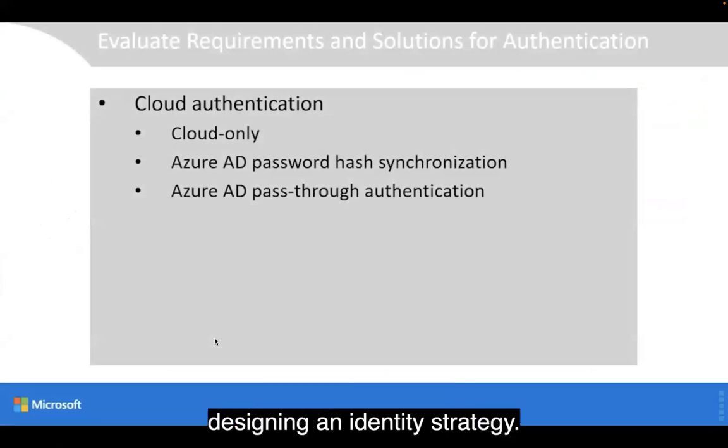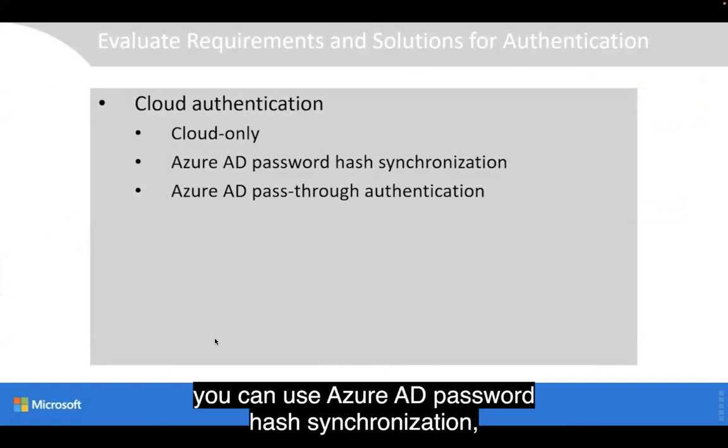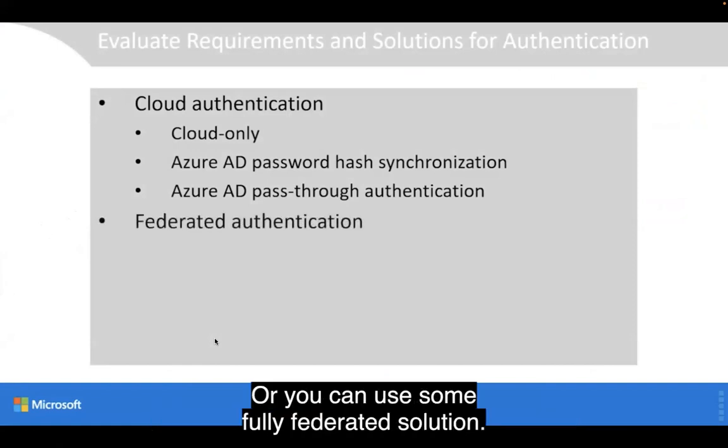Let's start by talking about designing an identity strategy. When you're developing a cloud identity solution, you have a number of options. You could, for example, keep all the identities in the cloud. In other words, just use your Azure AD exclusively for your authentication. But if you want to work with Azure AD in combination with your on-prem AD, you can use Azure AD password hash synchronization or Azure AD pass-through authentication, or you can use some fully federated solution.